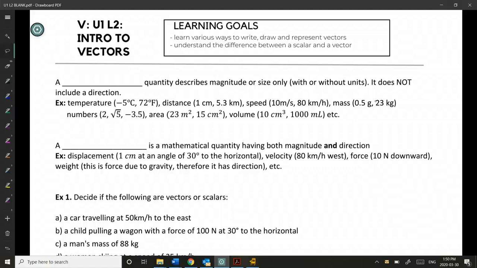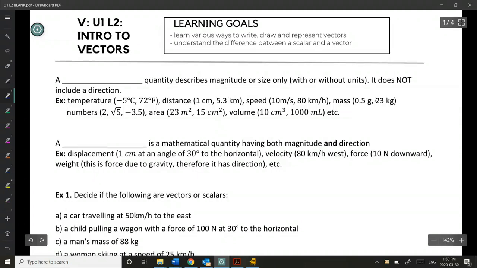Hi guys, so we're going to talk about just some general vectors things today to kind of get you into understanding what a vector is and different ways to express vectors. So firstly, we need to know the difference between a vector and a scalar.